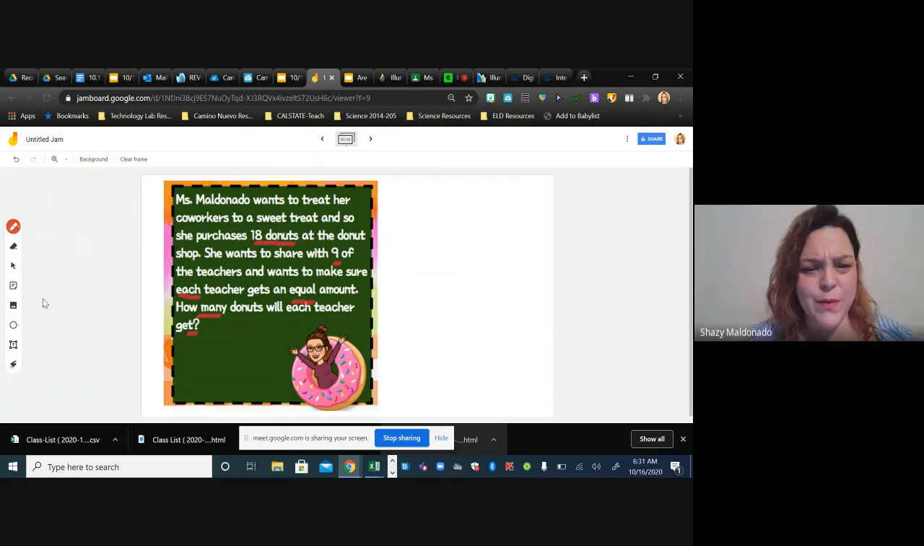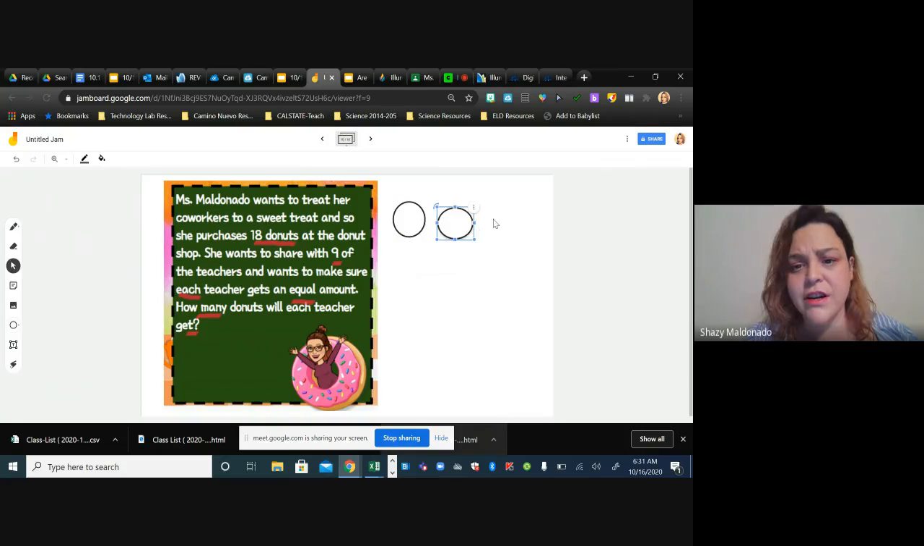So one way I can represent the teachers, I shouldn't draw stick people because that's going to take me too long. Maybe I can just do circles to represent each teacher. Let's see if I can do that. So circle to represent each teacher. And I know these circles are not going to be perfect. It's okay. But I know I have 9 teachers, so let's do that.